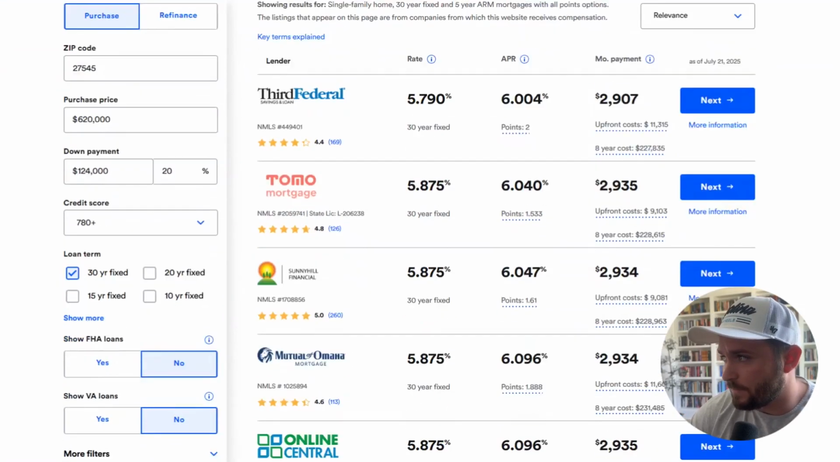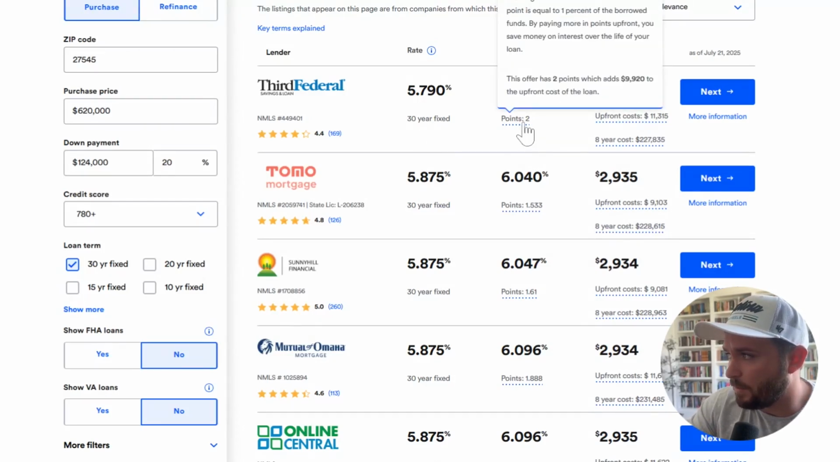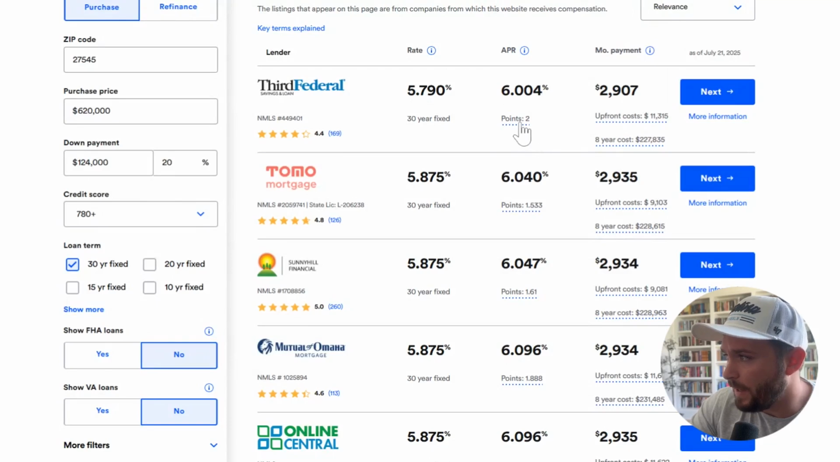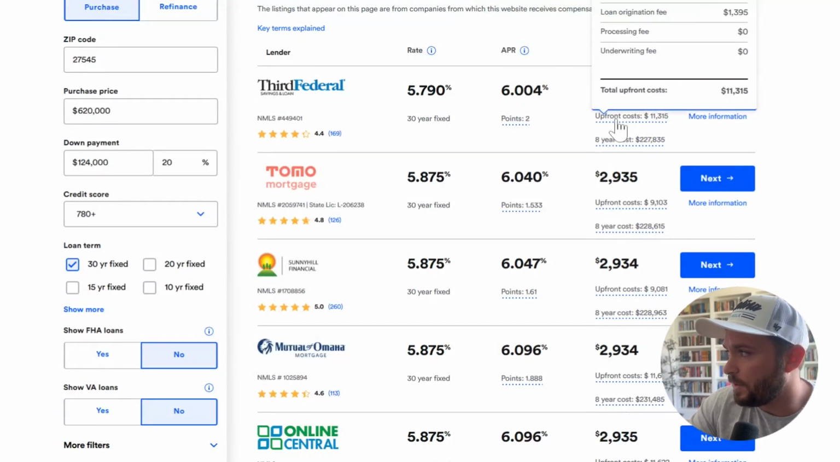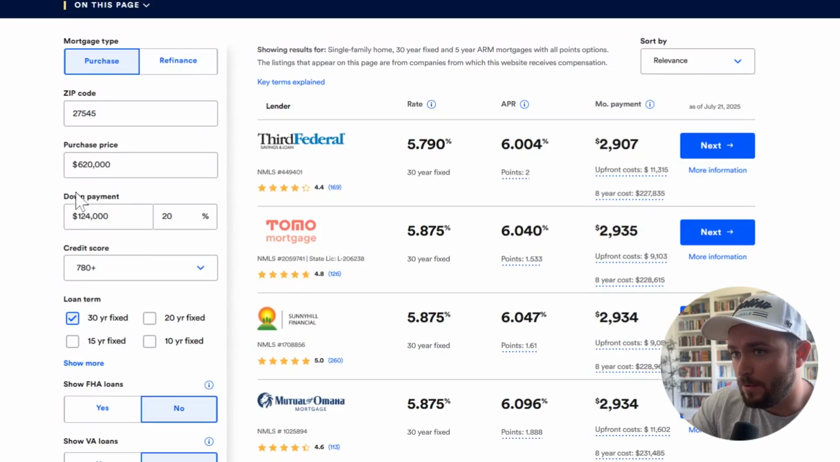That's going to show you a list of rates. And you're going to look here and say, right now, rates average 6.75, maybe a little bit higher. You're going to see 5.79. Wow, that's awesome. 5.875. Wow, that's awesome, right? What you don't understand or see, because it's hiding, is this thing called points. You are paying 2 points to get this 5.79 rate. So that's a part of the charge. The 2 points is $9,900.